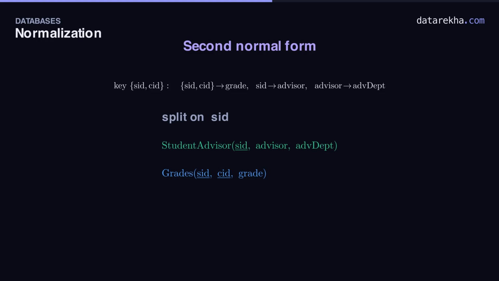Everything the student determines, advisor and department, splits into its own table, keyed by student. What genuinely needs both columns, the grade, stays behind with the full key. Verify it. In grades, the key is student and course, and grade needs both. No partial dependency. In student advisor, the key is a single column, student, so no proper part even exists. Both tables are now in second normal form.